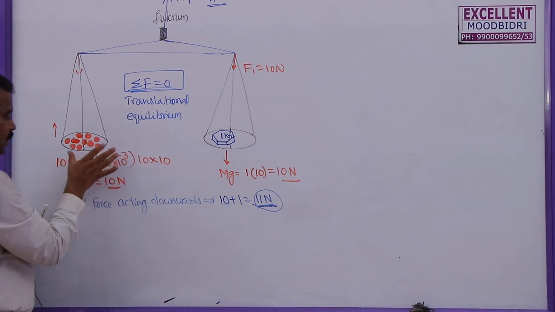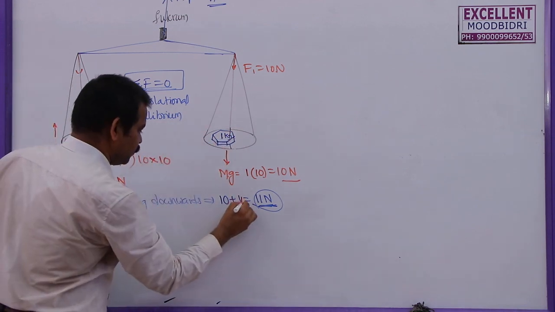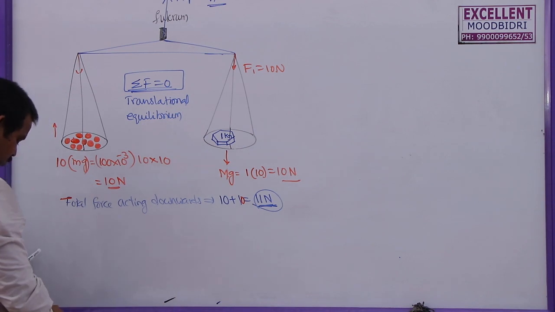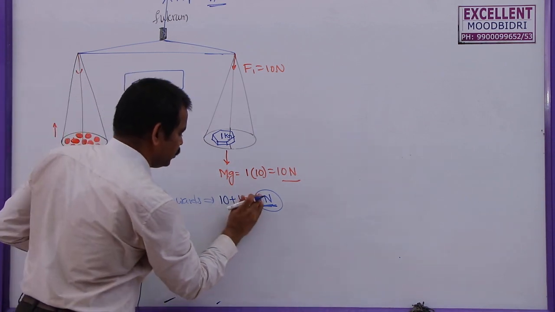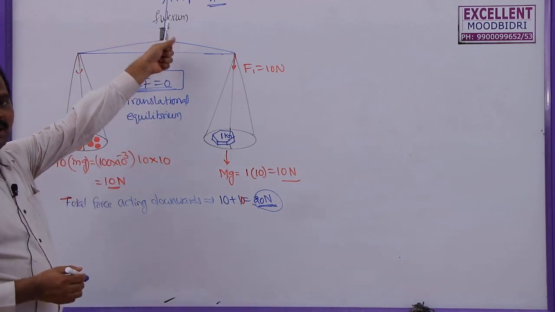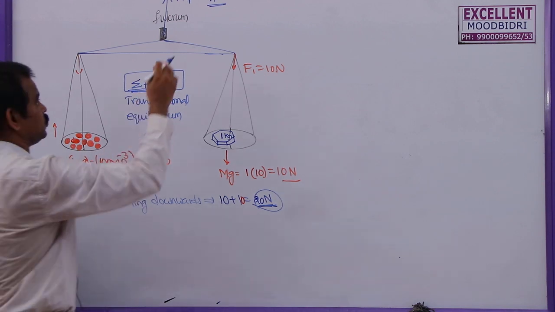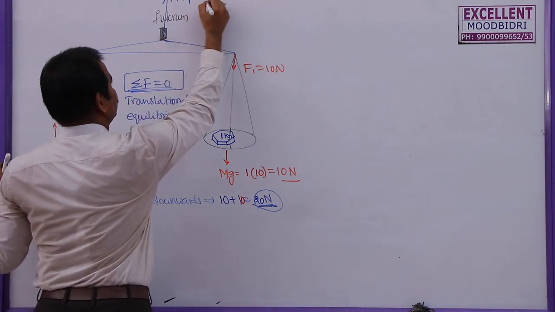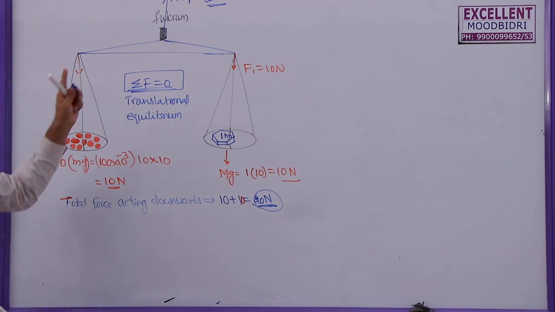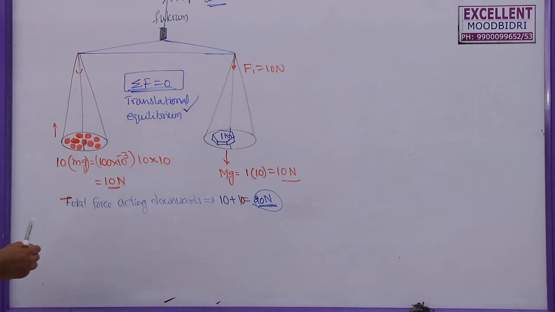Now, here we can say this is 10 Newtons, this is 10 Newtons. So this will be 10 plus 10. The total force acting downwards will become 20 Newtons. So how much force has to be applied by the vendor to keep it in translatory equilibrium? He has to apply exactly 20 Newtons force. If this force is exactly 20, then this is said to be in translatory equilibrium.